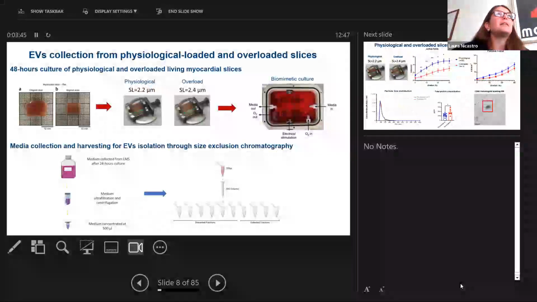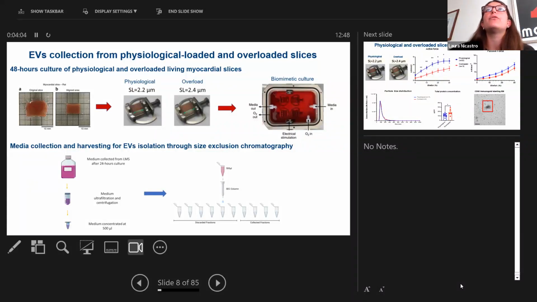We prepared the living myocardial slices and stretched them at 2 different sarcomere lengths, 2.2 and 2.4, to recreate respectively a physiological and an overload model. So overload is very similar to a failing myocardium in vitro.